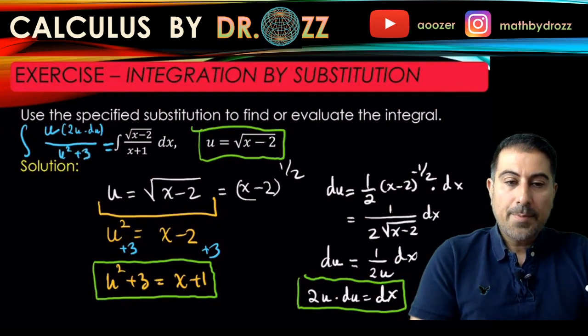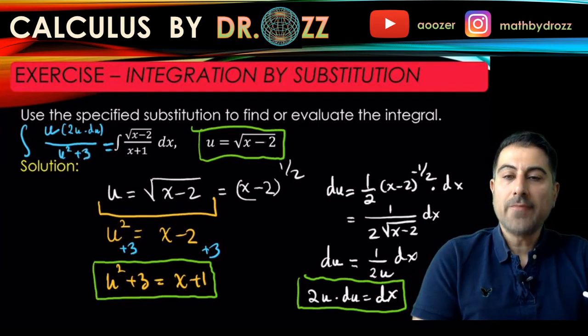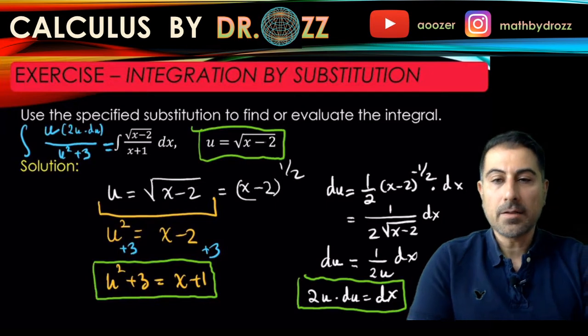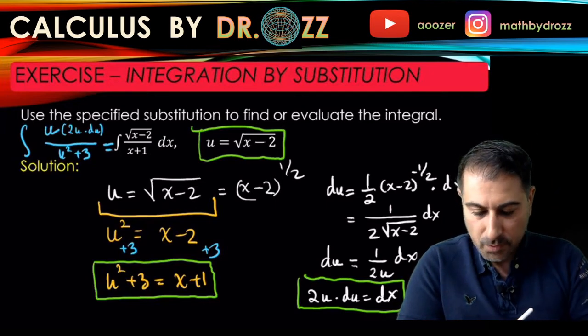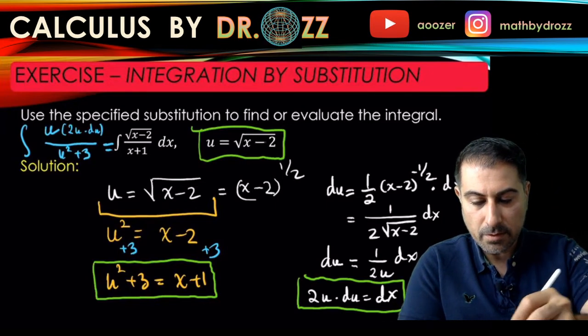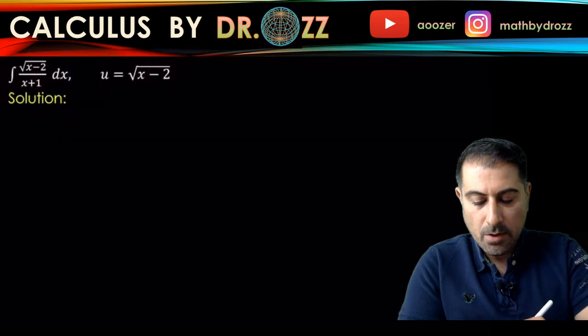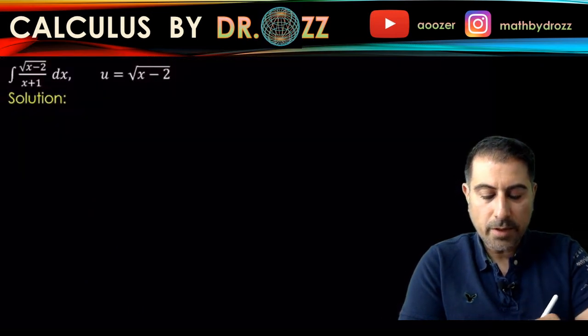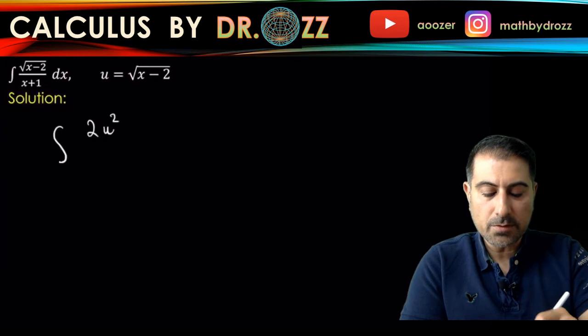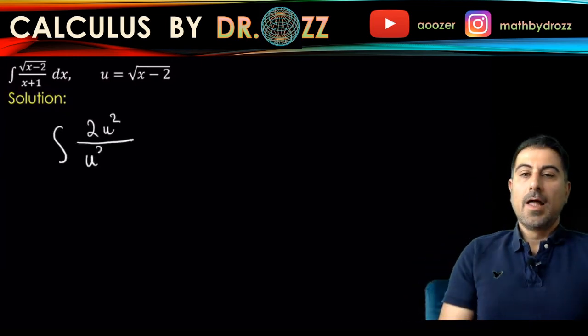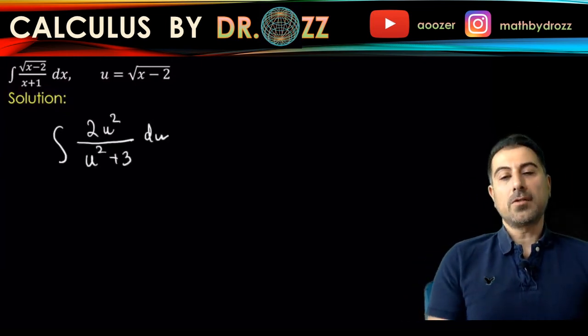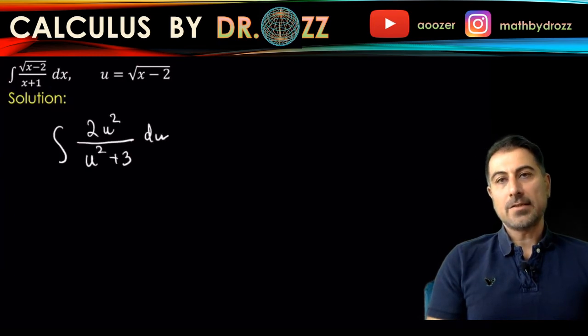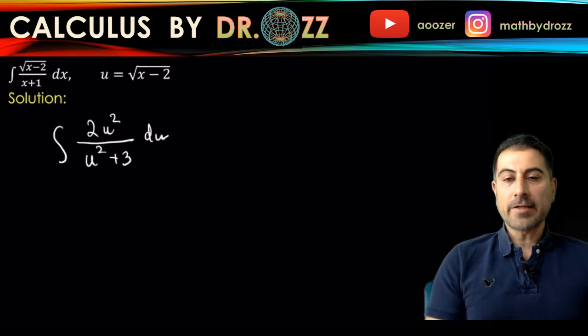So to wrap up, at the top you have 2u squared du, and at the bottom u squared plus 3. Okay, 2u squared, here we go. I'm going to continue right here. 2u squared divided by u squared plus 3 du. Okay, so this is a brand new integral to tackle, and let's try to handle this integral first, okay?